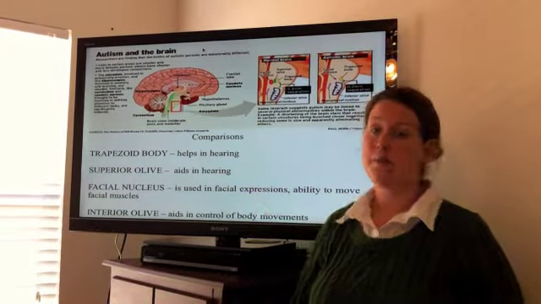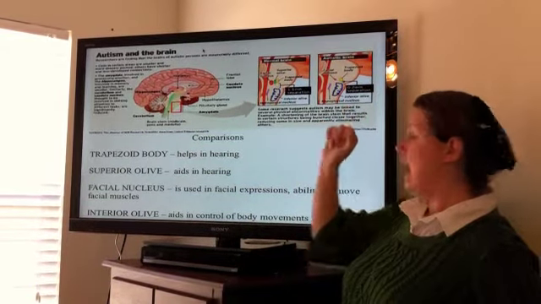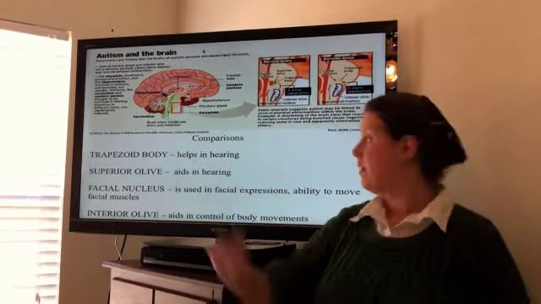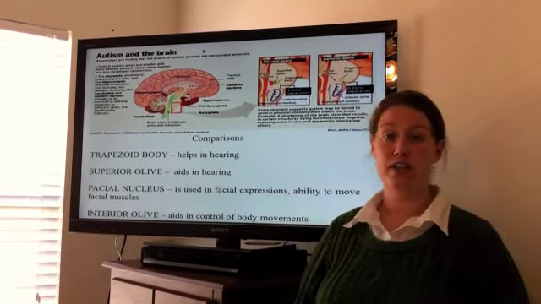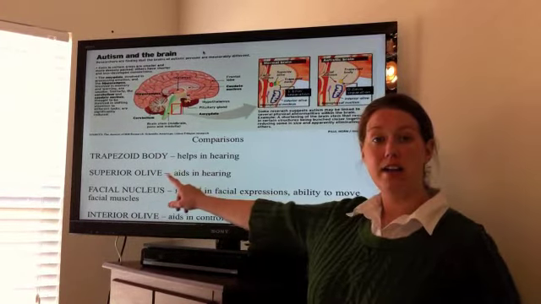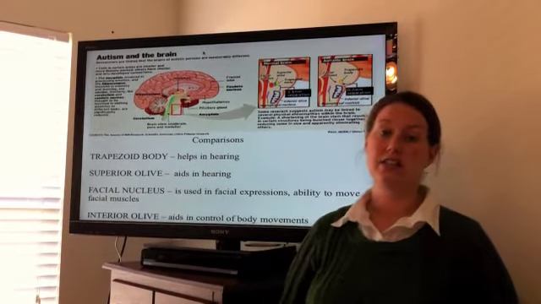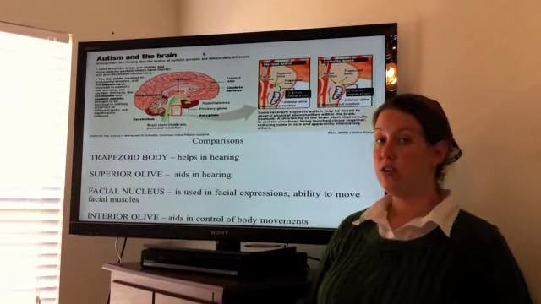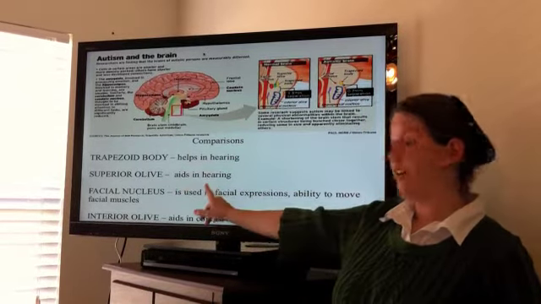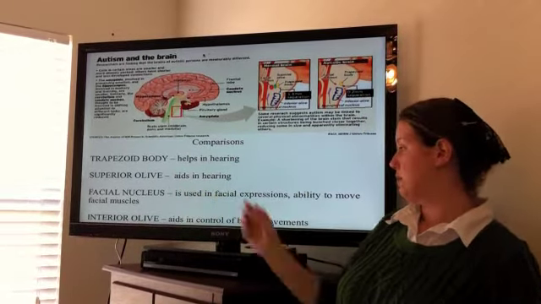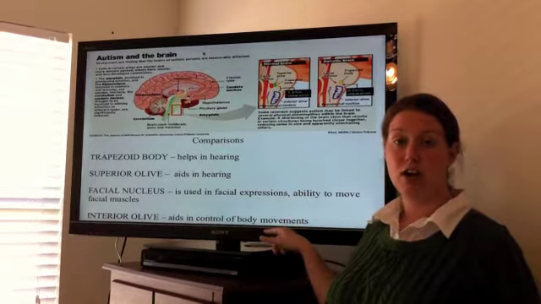Research shows that the autistic brain has parts of the brain that are measured smaller than others. They are the trapezoid body, the superior olive, the facial nucleus, and the interior olive. We use these parts of our brain for hearing, for facial expressions, and in controlling our movements.